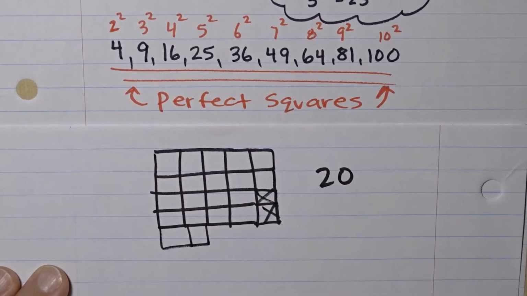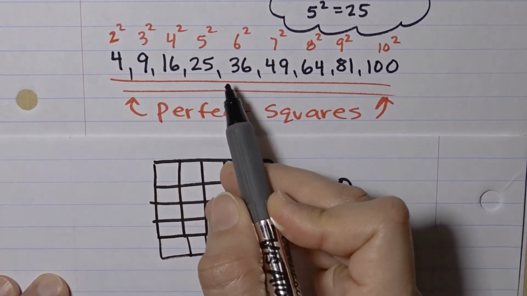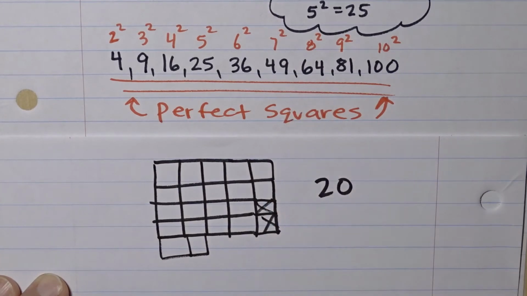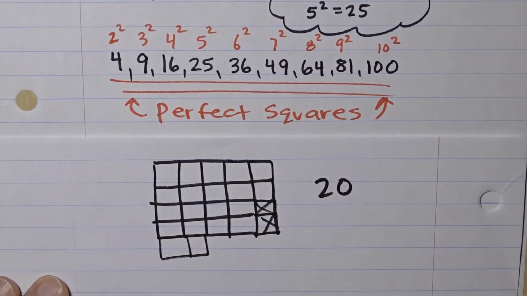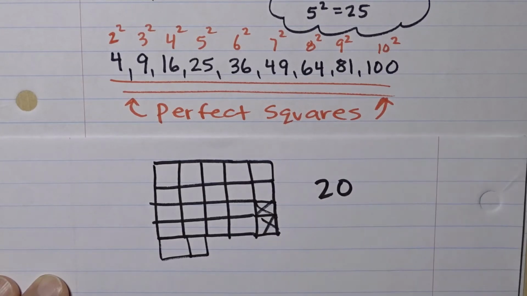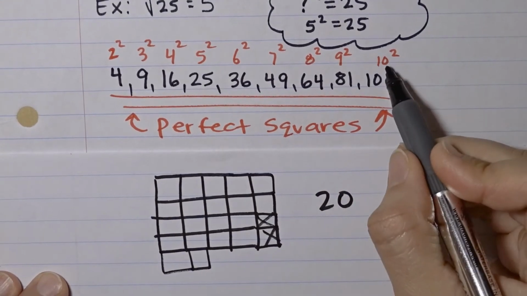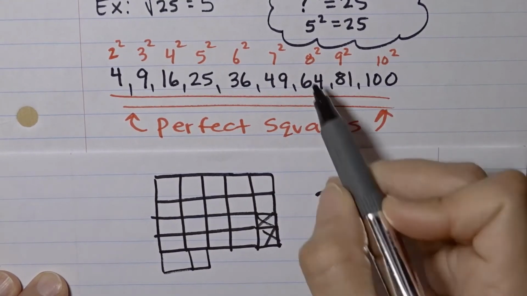So the reality is the only numbers where you can actually create perfect squares are 4, 9, 16, 25, 36, 49, 64, 81, and 100. Those are considered perfect squares because you could actually build and create a perfect square with those number of tiles, imagining you putting them in a square shape, okay? So this shows you what the dimensions would be. It would be a 10 by 10, a 9 by 9, an 8 by 8.